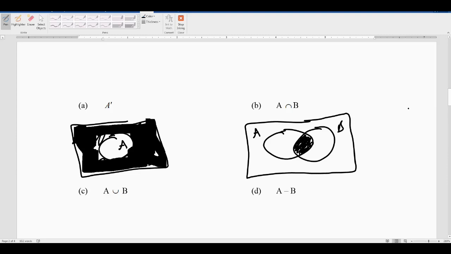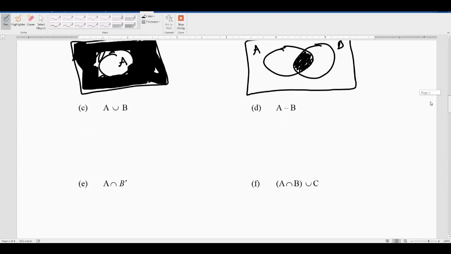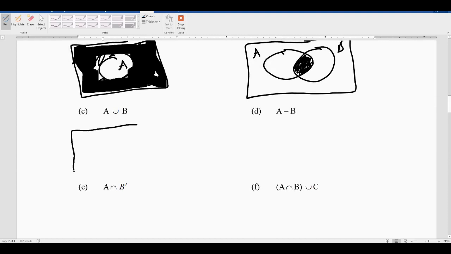So that's all it is. You're just shading what these represent. Then they intersect B. Or A union B, I mean. We just did the intersection. This is a union. So if it's in at least one of them, it's in the union.